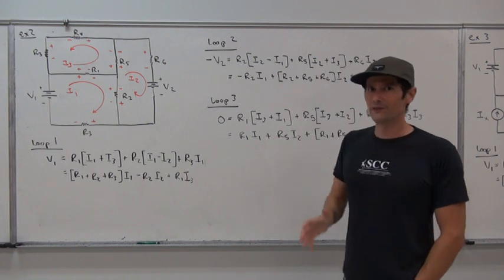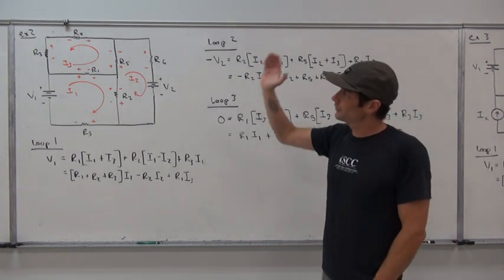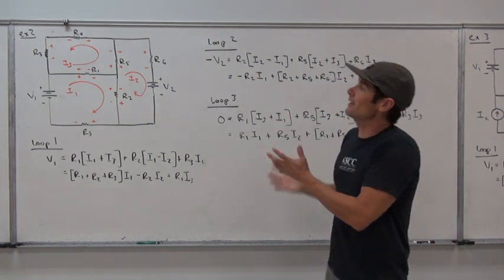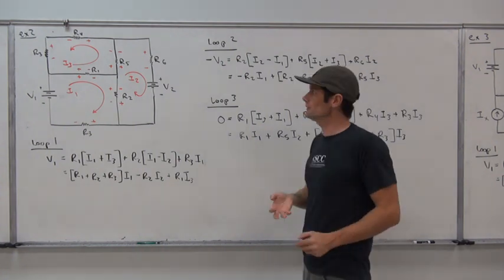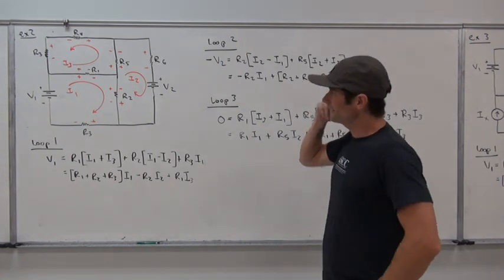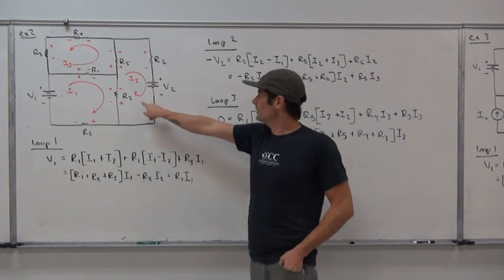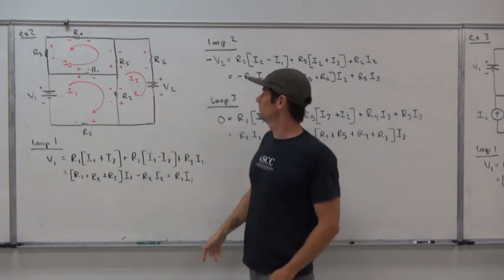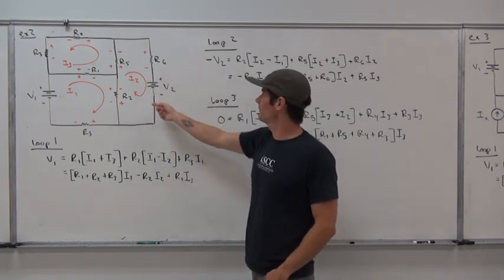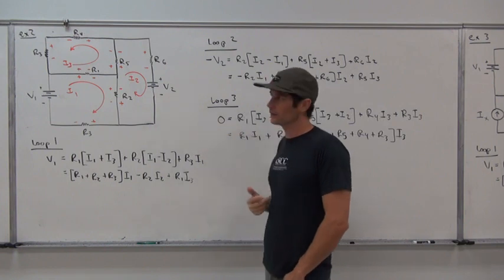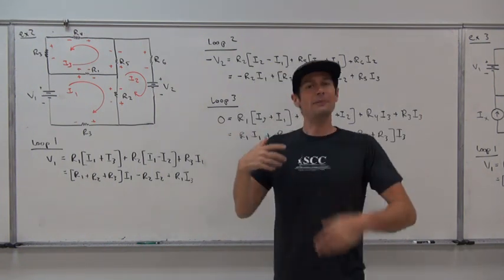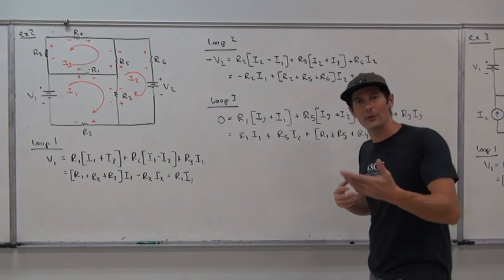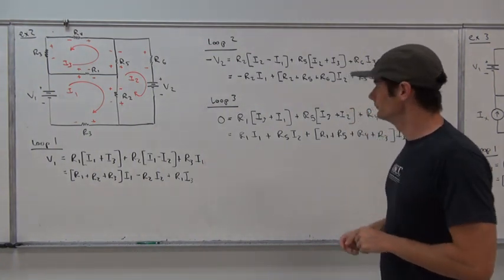If we ever get values that are negative for I1, I2, or I3, that just means that our assumption of the current flow is actually backwards. In fact, I would probably guess that I would get a negative value for I2 because I allowed that to go opposite of the polarity of our voltage source. But the math will do the work for us, and it's knowing how to interpret that math as well.